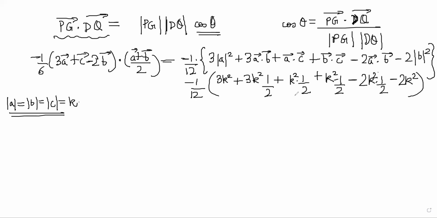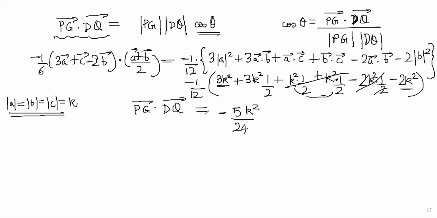So let's evaluate this. This is k square by 2, k square by 2 becomes k square, and this is minus k square. So these two cancel, and you have 3 by 2 k square. This 3k square and this k square becomes k square plus 3 by 2 k square. So you have 5 by 2 k square. So it becomes minus 5k square by 24. That is my PG dot DQ value.